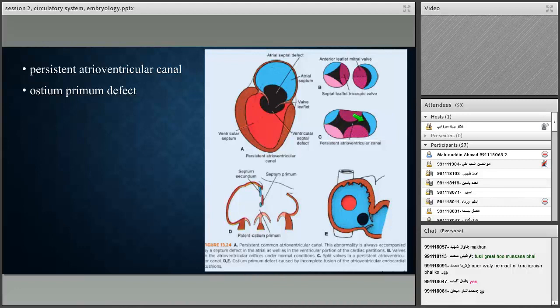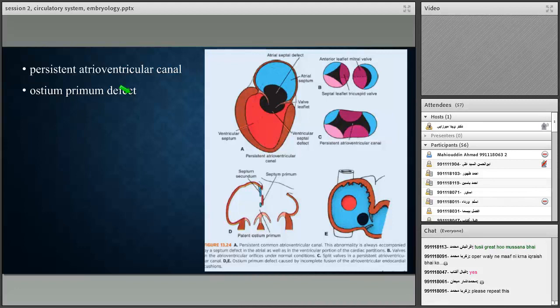Also, in some occasions, the endocardial cushions in the atrioventricular canal partially fuse. So the defect is happening in the atrial septum, but the interventricular septum is closed. This defect is called the ostium primum defect. Most of the time, this kind of defect has a problem in the tricuspid valve.